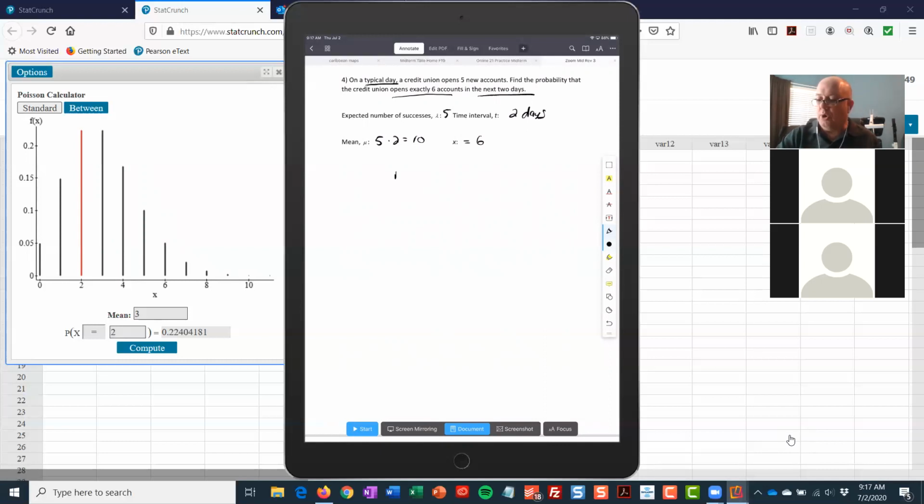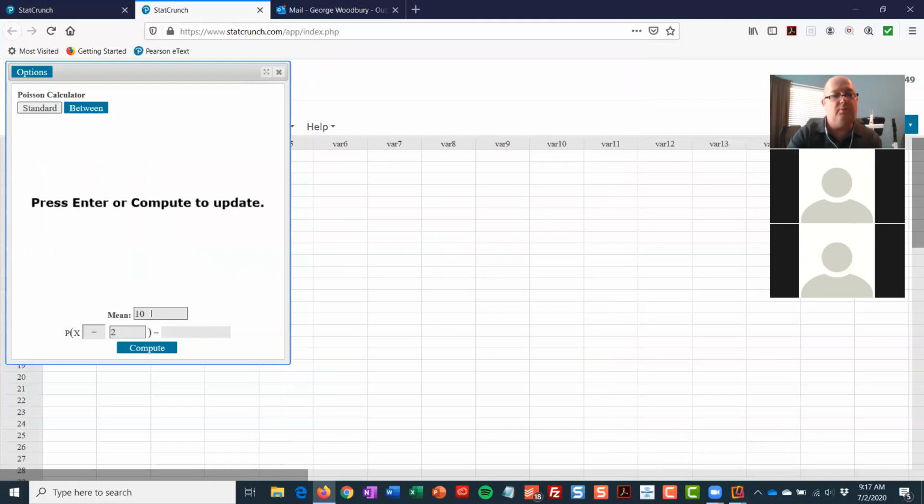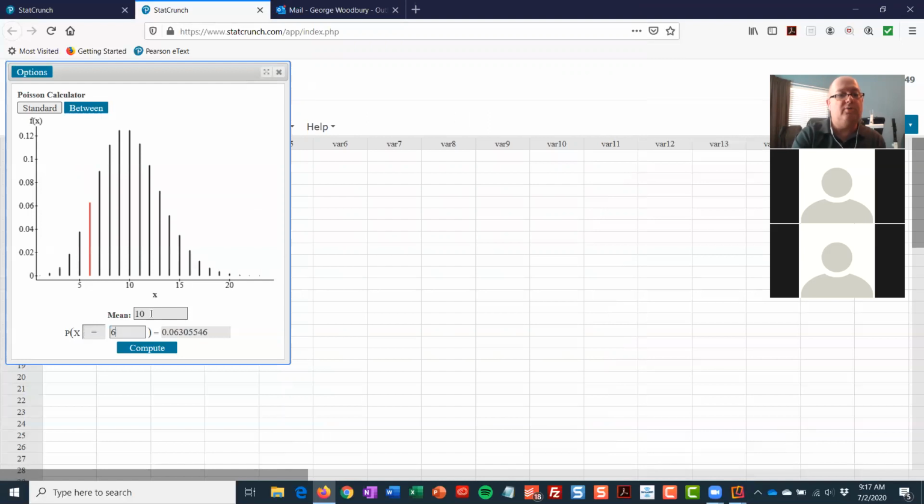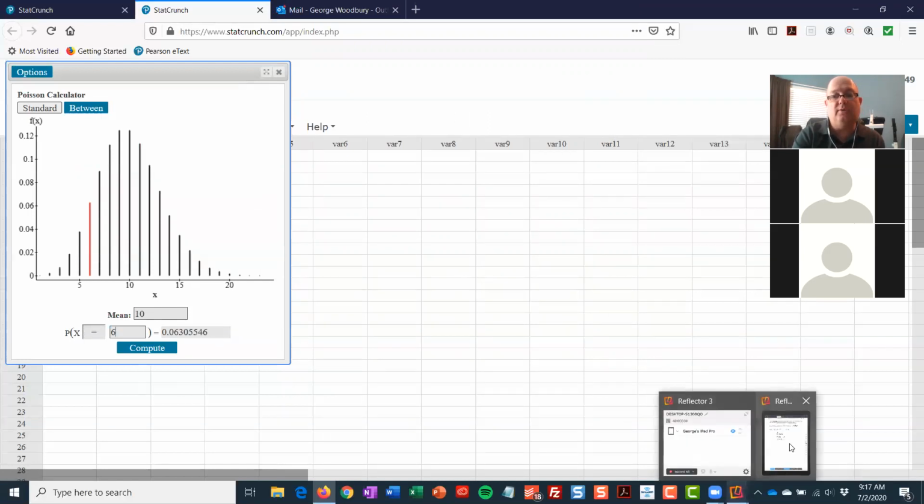Again, what you would write on your exam is Poisson, mean 10, x equals 6, and then whatever your answer is. Here, the mean was 10. We're looking for x equal to 6. The answer is 0.0631, rounded to 4 places.